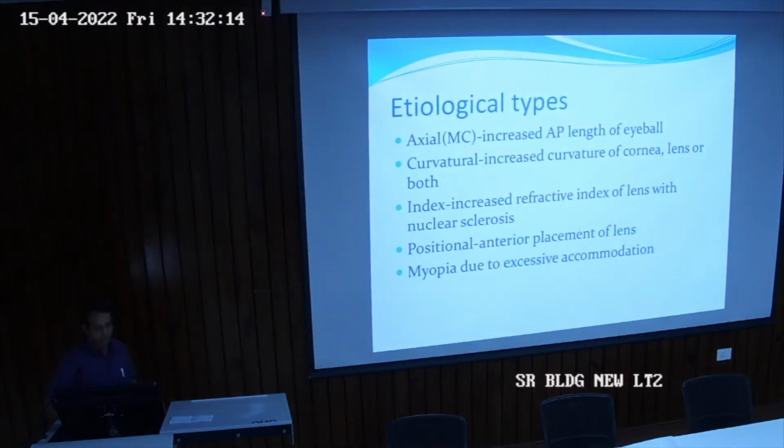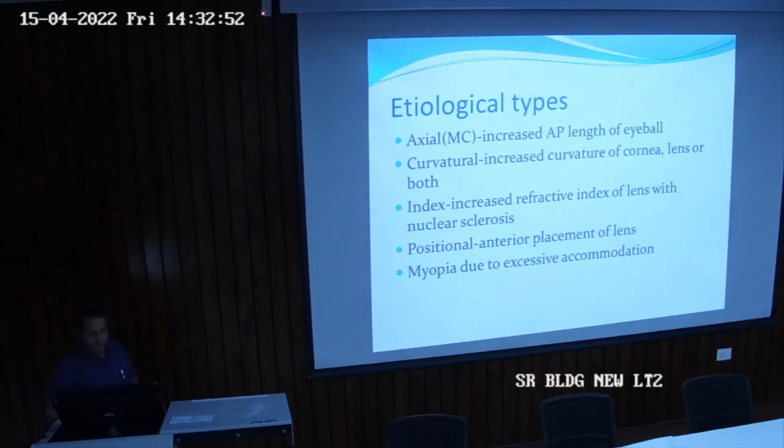Etiological type I already told, axial myopia, which is most common due to the increase in the anterior posterior length of the eyeball or axial length of the eyeball. What is normal axial length? I told just now, 24 to 25 millimeter. So when it will increase, it will cause myopia. If it will decrease, it will cause hypermetropia. 1 millimeter increase will cause 3 diopter of myopia, or 1 millimeter decrease will cause 3 diopter of hypermetropia.